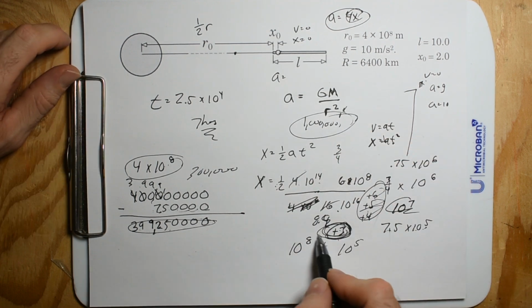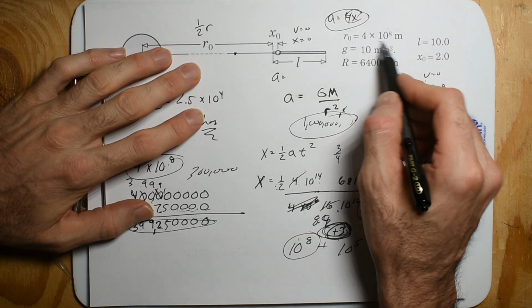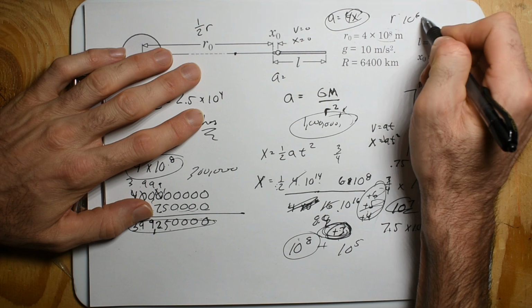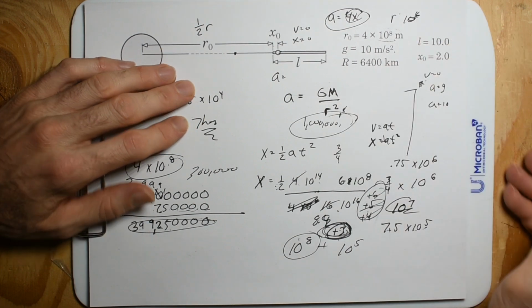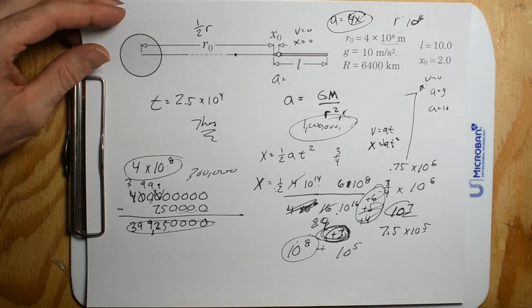But for problems where r is 10 to the 8, r squared is 10 to the 16, you can't add those. You know what I mean? It's just meaningless to add. So that's kind of the take-home point on this video.